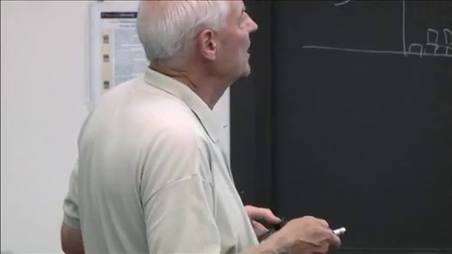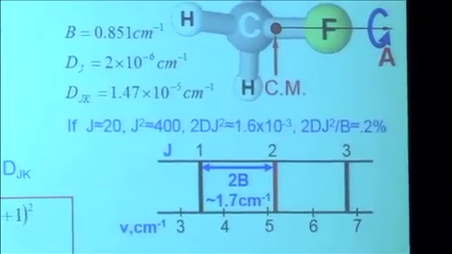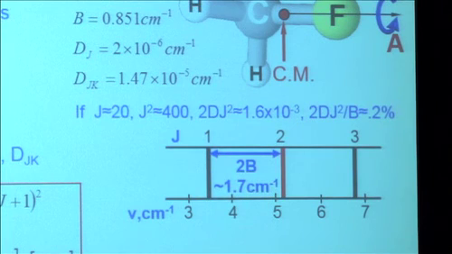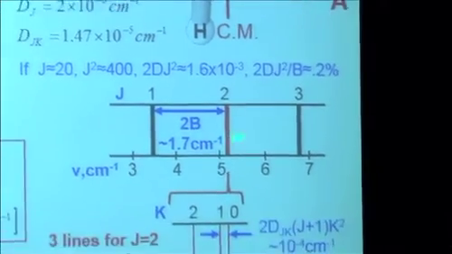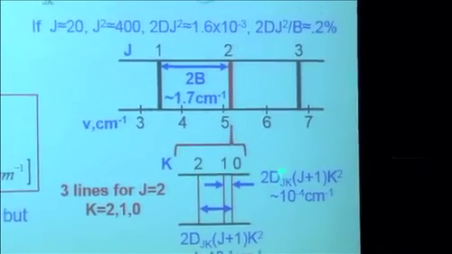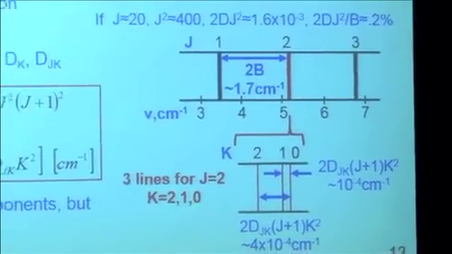So, the spacing would be 1.7, and that's because B is 0.85, so 2B is 1.7. Now what happens when we allow for the fact that there are three values of K: 2, 1, and 0? Well, that means that this line right here actually has three contributions corresponding to the three candidate values of K.